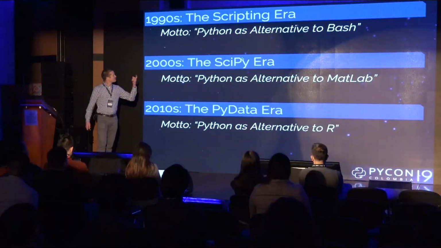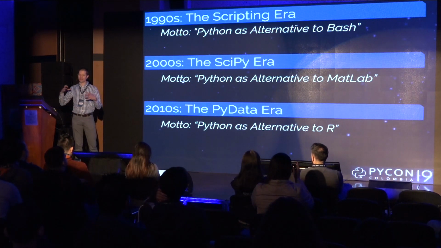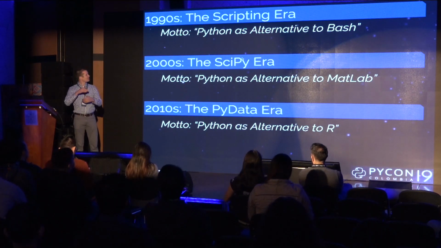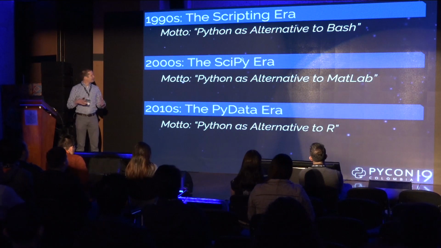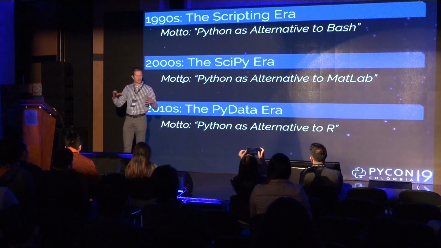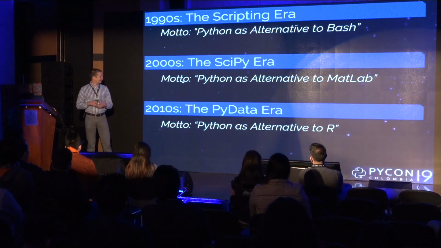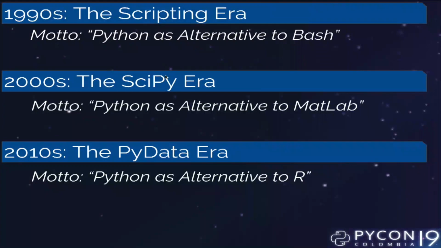So we have these three eras: the 90s, the scripting era, where they're trying to use Python as a unifying tool to prevent having to jump into Bash all the time. The SciPy era, Python as an alternative to MATLAB, as a glue to pull together all these scientific tools people were using. And then the PyData era, Python as an alternative to R to bring together all the data science type workflows into the Python world.